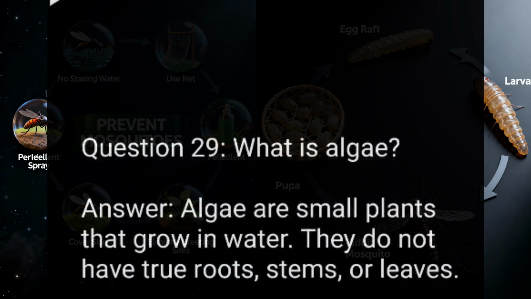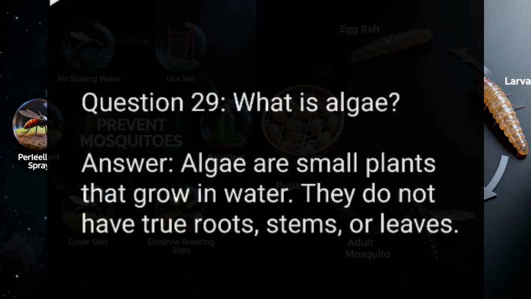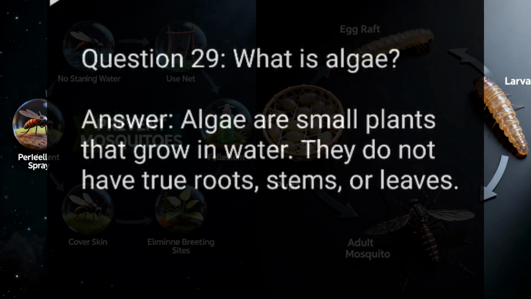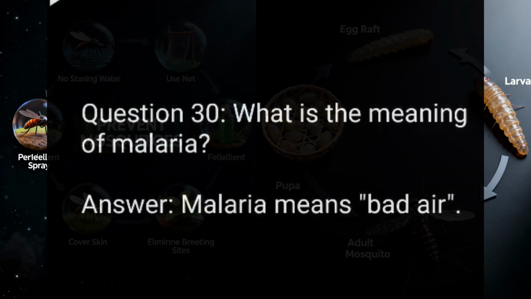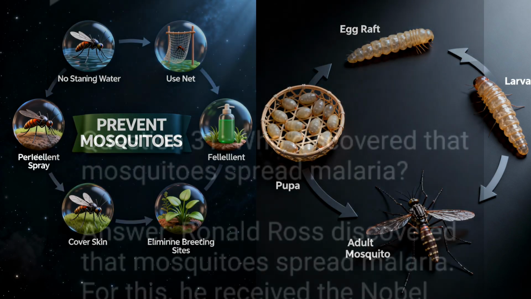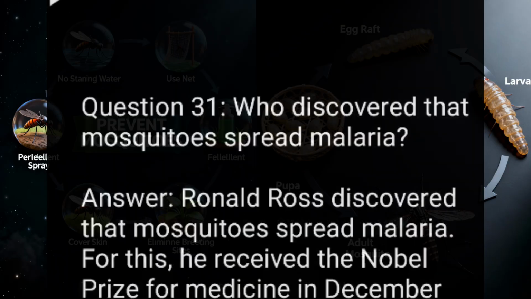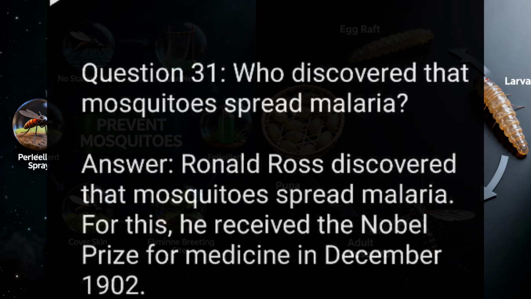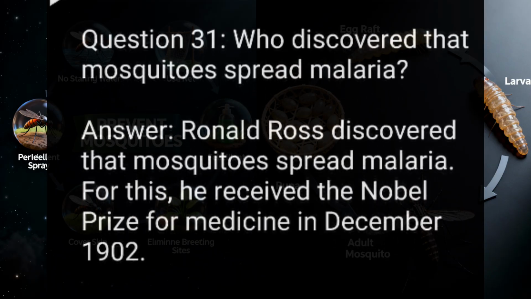Question 29. What is algae? Answer. Algae are small plants that grow in water. They do not have true roots, stems, or leaves. Question 30. What is the meaning of malaria? Answer. Malaria means bad air. Question 31. Who discovered that mosquitoes spread malaria? Answer. Ronald Ross discovered that mosquitoes spread malaria. For this, he received the Nobel Prize for Medicine in December 1902.